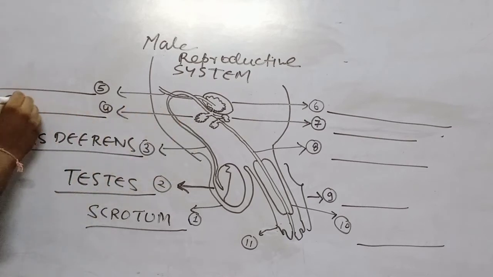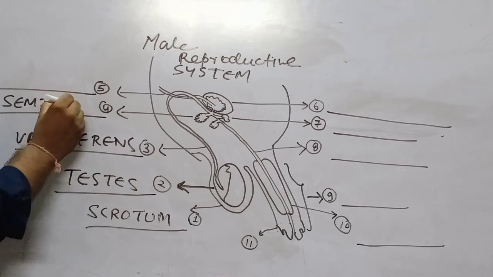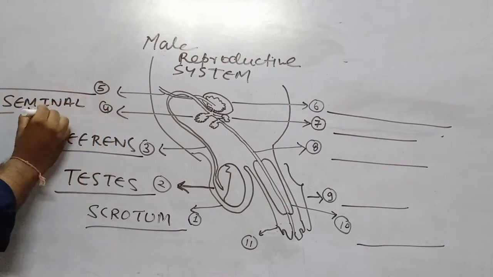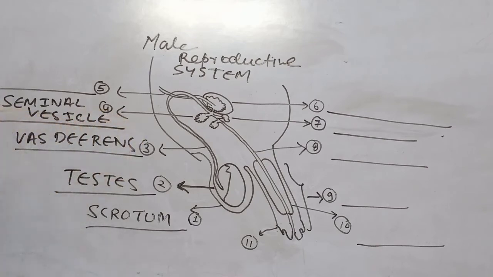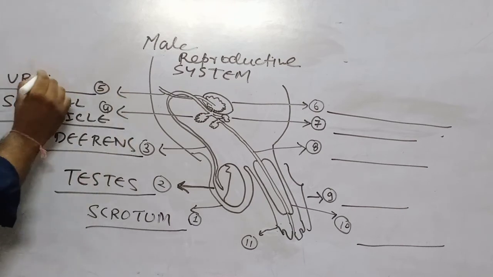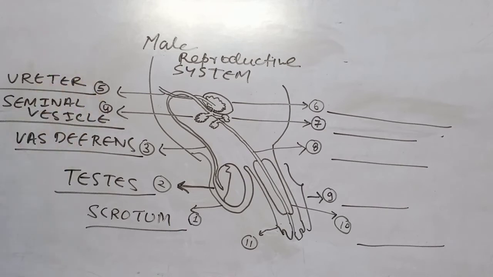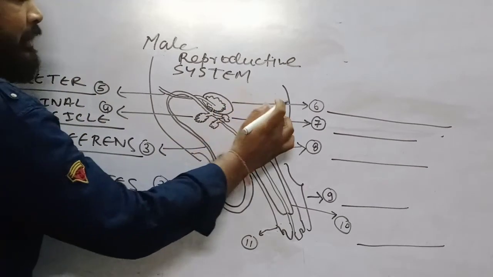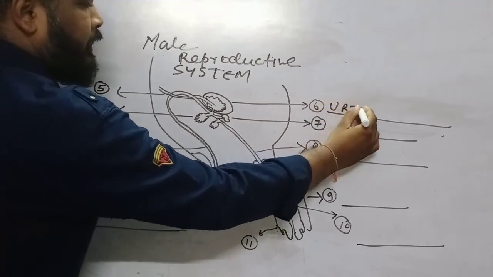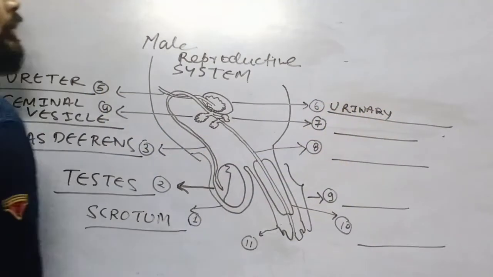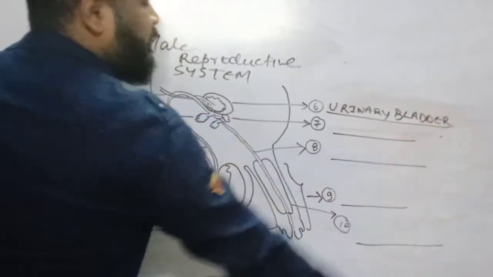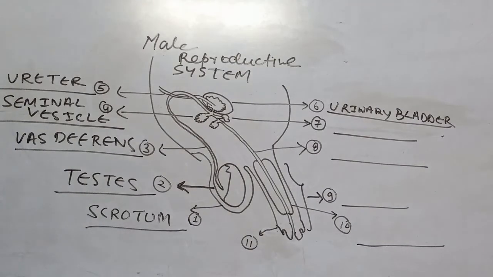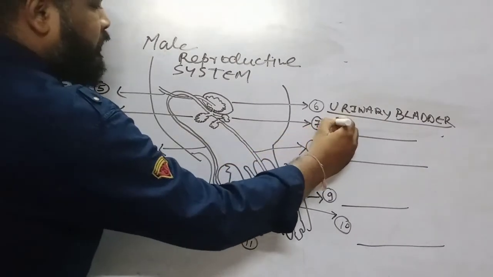And the fourth one is the seminal vesicle, which processes and prepares semen. The fifth one is a tube, the ureter, which comes from the kidney. Students, the sixth one I have told you while making the diagram, it's the urinary bladder, which stores urine that comes from the kidney. Seventh is the prostate gland, which was by mistake made very small by me.